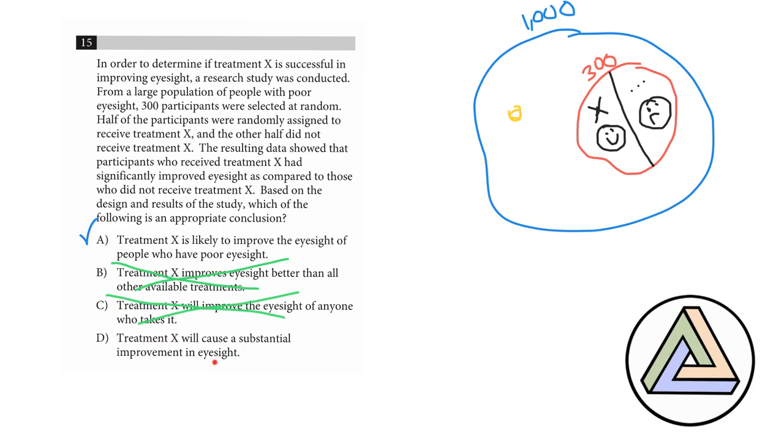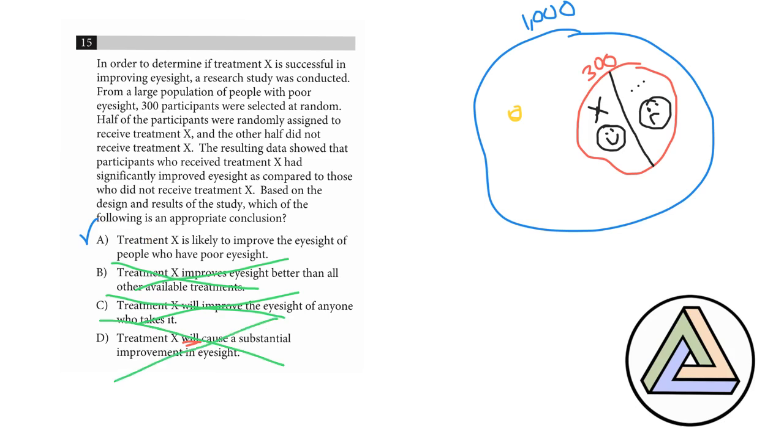Answer choice D. Treatment X will cause a substantial improvement in eyesight. So that one's pretty tempting. I think the problem with that one is the word will. Will implies that it's just certain that treatment X will cause a substantial improvement in eyesight. Again, there could be some person in the group of 1,000 people who didn't happen to get chosen randomly in that 300 person sample. Treatment X might not work with that person. There's always a chance that there are other people who treatment X would not work with. So the word will, which implies certainty under all circumstances and conditions, is problematic here. So for that reason, answer choice D is gone.